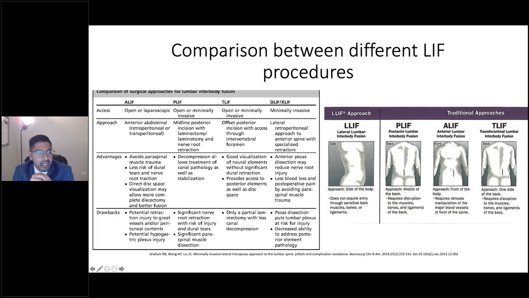And with that, I want to leave you with this summary slide. It is a brief summary in a table format of each of the approaches we just discussed, some of the advantages and drawbacks of each of them, and then a little cartoon of the different incisions and the positioning of the patient.